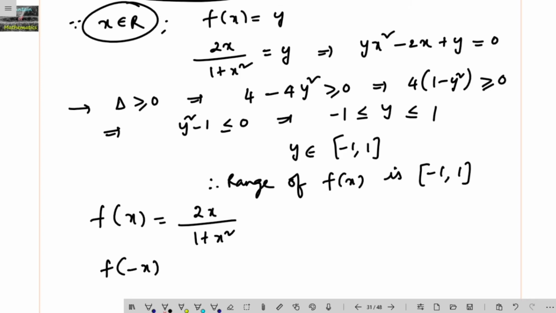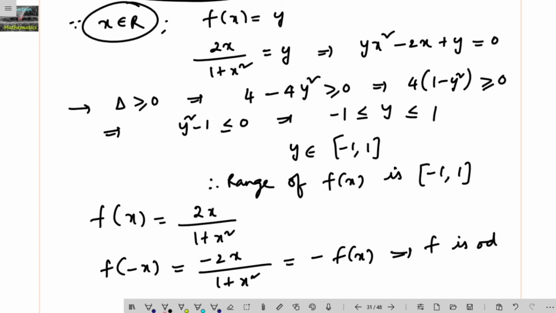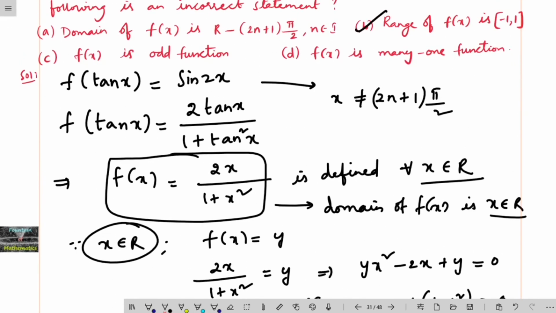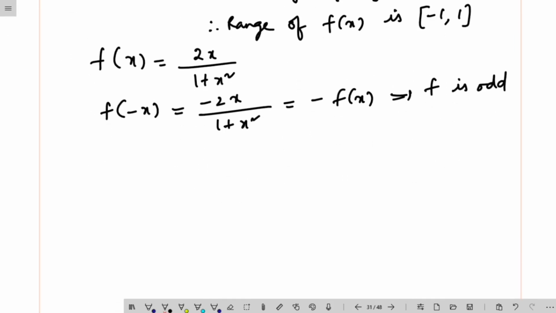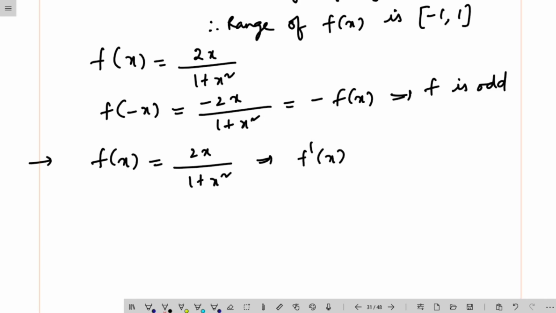Now what is f of minus x? Minus 2x upon 1 plus x square. This is nothing but minus of f of x, which says that f is an odd function. So f is an odd function is also correct. Now to check whether f of x is many one or not, let f of x equal 2x upon 1 plus x square. By using the derivative principle, if it is either increasing in the domain or decreasing in the domain, we can say f is one to one.